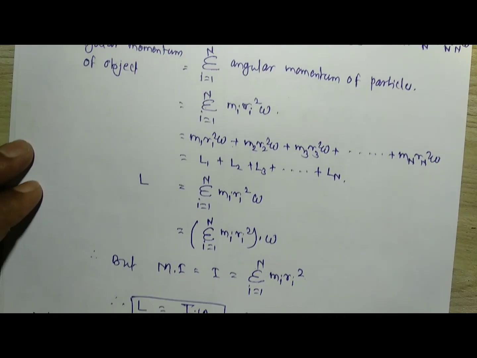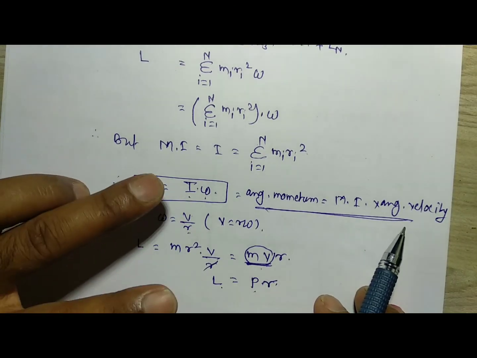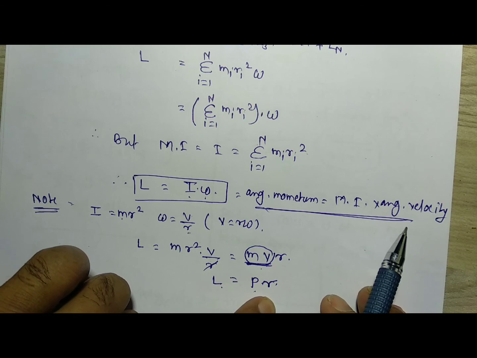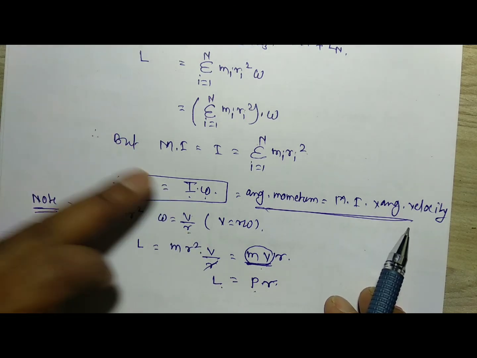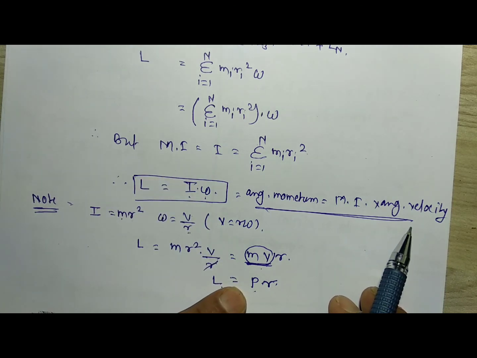That means these two equations are nothing but alternates of each other. When we put P is equal to M into V and multiply by R, you get I omega, and from I omega you get L is equal to P into R.